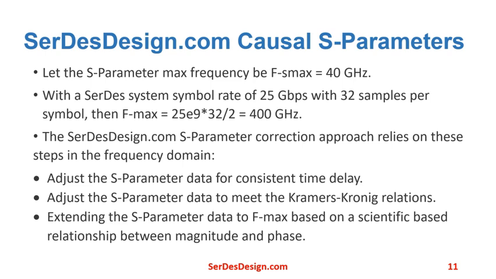For example, with Fs-max equal to 40 gigahertz, with a system symbol rate of 25 gigabits per second using 32 samples per bit, then Fmax is equal to 400 gigahertz. The S-parameter corrections applied rely on these steps in the frequency domain. Adjust the S-parameter data for consistent time delay. Adjust the S-parameter data to meet requirements based on the Kramers-Kronig relations. Extend the S-parameter data to Fmax based on a scientific-based relationship between magnitude and phase.